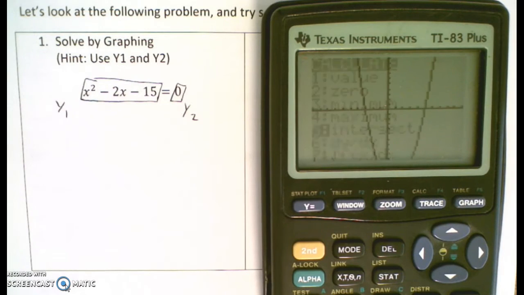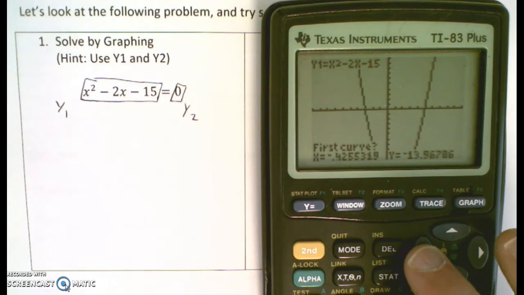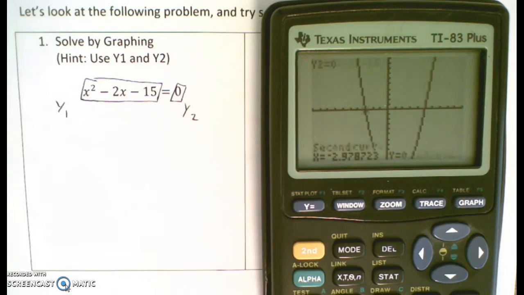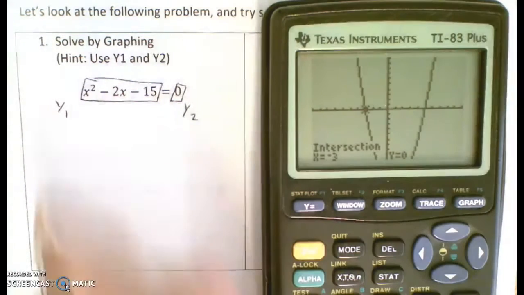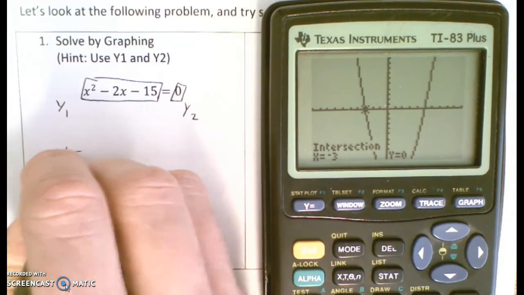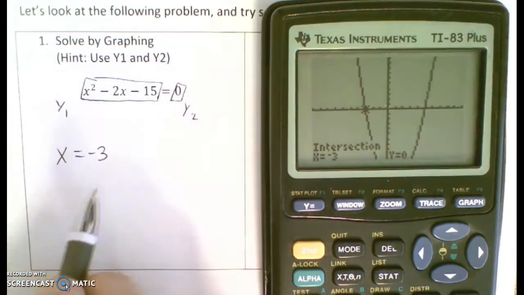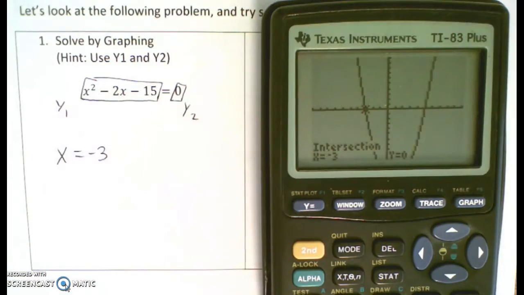Number 5. And that's when we moved our cursor left or right to try to find it. And then you would hit enter 3 times. Enter, enter, enter. So I know one of my intersection points is at x equals negative 3, so that's a solution. When I plug in negative 3 into this equation, it gives me 0.